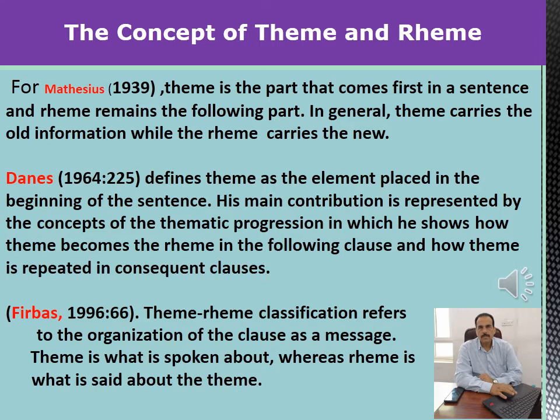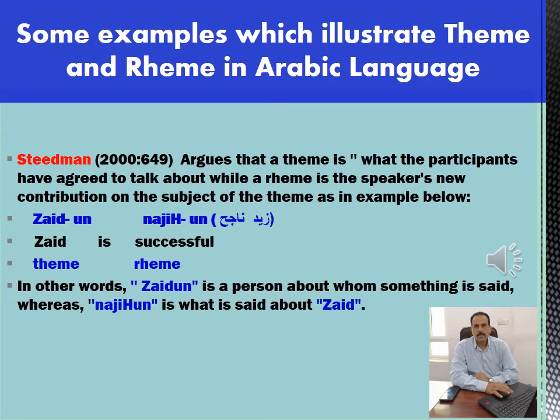While Firbas's theme-rheme classification refers to the organization of the clause as message. Theme is what is spoken about, whereas rheme is what is said about the theme. Here are some examples of theme and rheme in the Arabic language. Steedman argues that a theme is what the participants have agreed to talk about, while rheme is the speaker's new contribution on the subject of the theme, as in the example below.